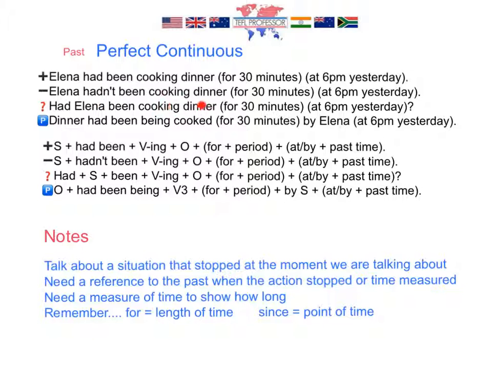Elena hadn't been cooking dinner for 30 minutes at 6 p.m. yesterday. Had Elena been cooking dinner for 30 minutes at 6 p.m. yesterday? Dinner had been being cooked for 30 minutes by Elena at 6 p.m. yesterday. This is a really strange construction, and most people will tell you it's actually wrong. I just wanted to show you guys how it would be constructed if you wanted to use the passive in this particular form. Of course, it's very rare if ever used, but that's how you would go about forming it. Also, just a note, remember for is length of time and since is a point of time.